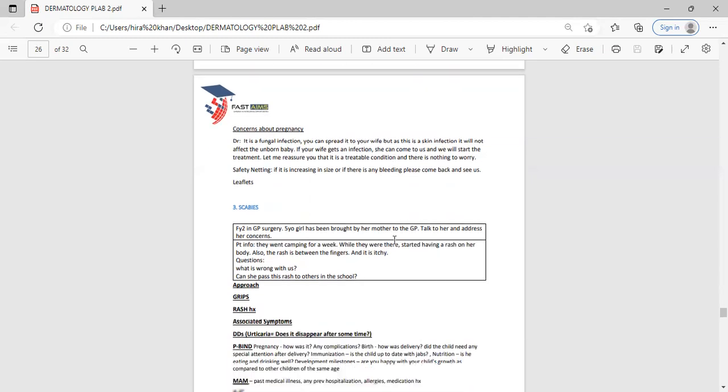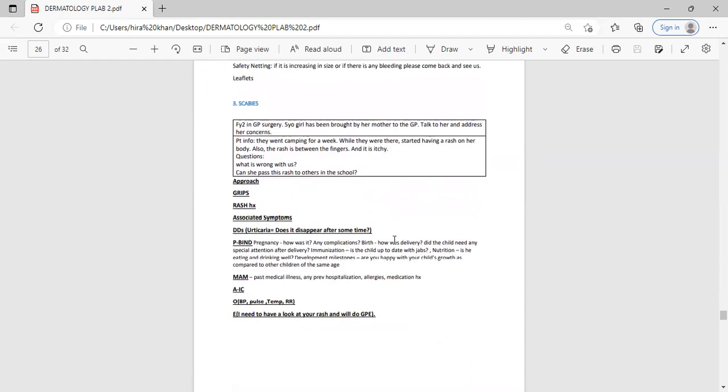Okay, so the next scenario is the scabies. I want one of you to give it a go. Okay, so anybody wants to practice this? Anybody? Guys, if anybody of you wants to practice, I would be more than happy. No one? Okay, so let's move forward then if you don't want to.